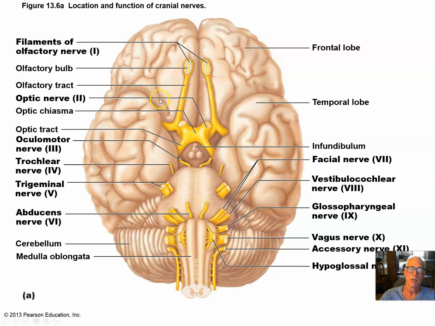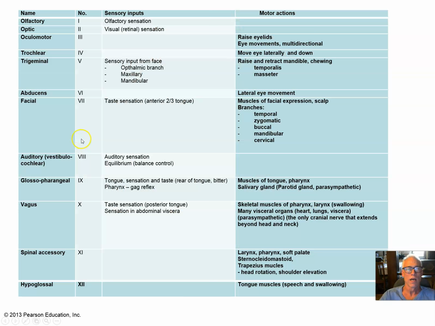And here they are shown in this diagram, again similar to what we talked about in lab. So let's take a look at the 12 cranial nerves here in this table. I will not go through the 12 cranial nerves discretely right now.